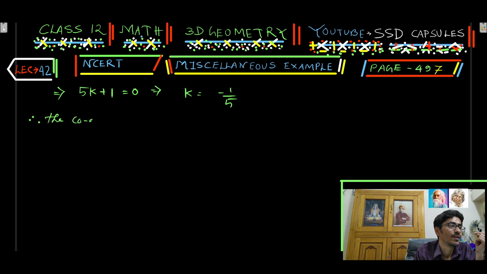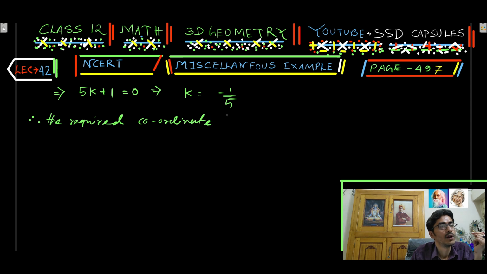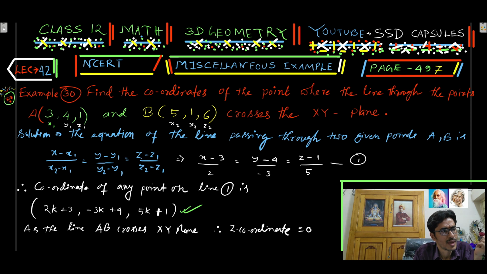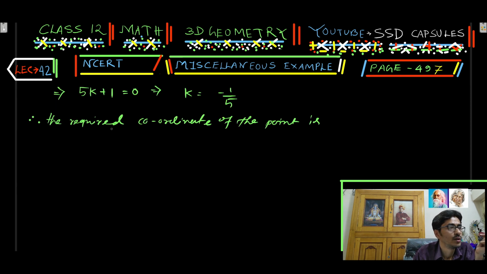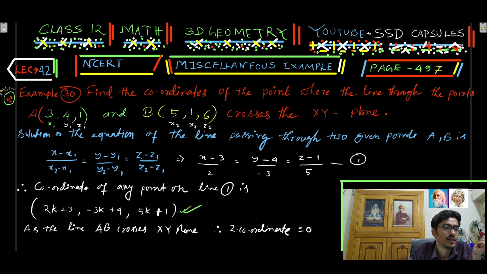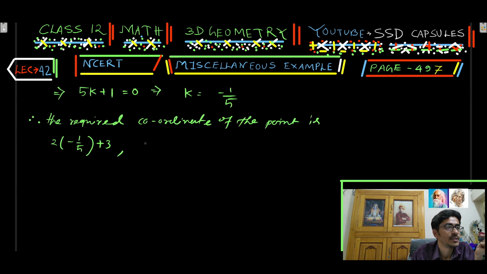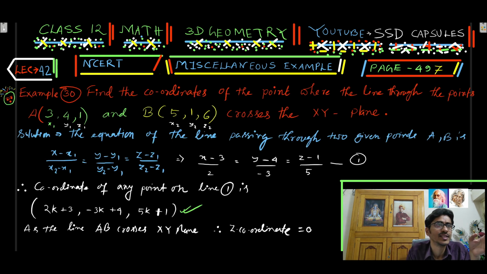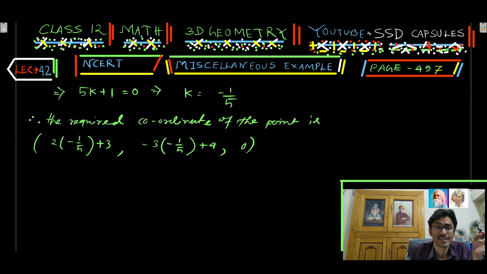So the required coordinate of the point is, see the previous page, 2k plus 3. So 2 into the value of k, minus 1 by 5, plus 3, comma, minus 3k plus 4, so minus 3 into minus 1 by 5 plus 4, and comma. Should I write 5k plus 1? No, because this value must be 0. So this is the required point.